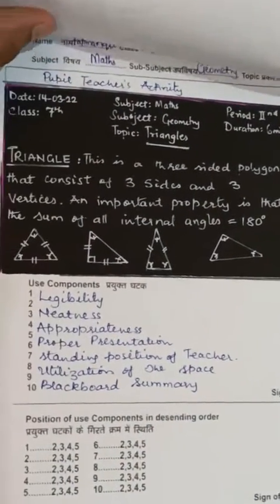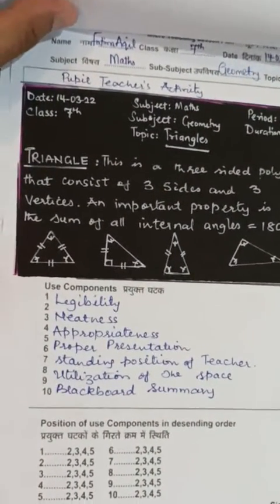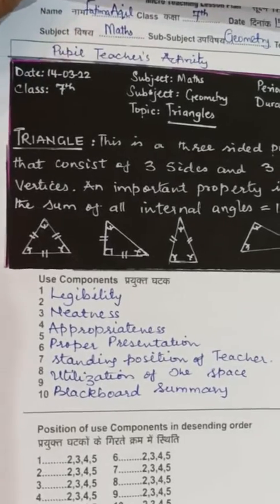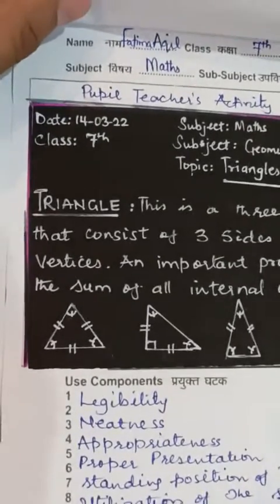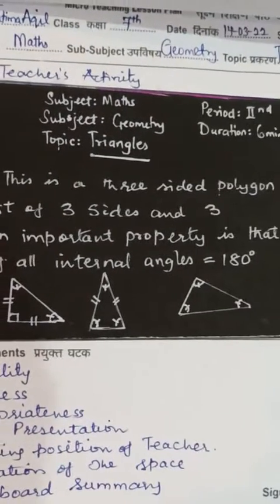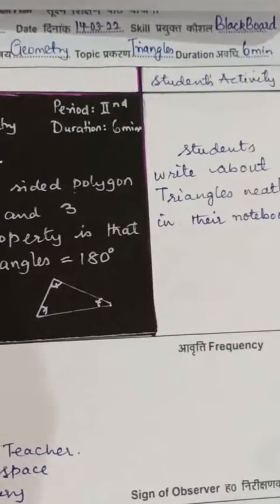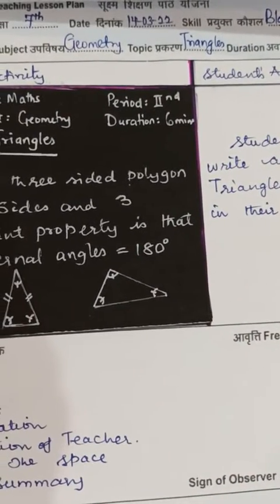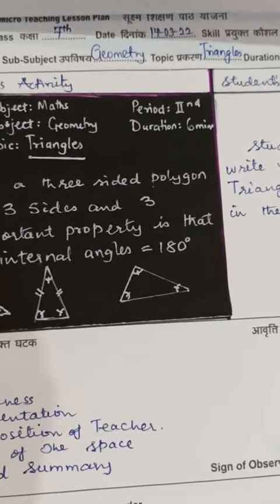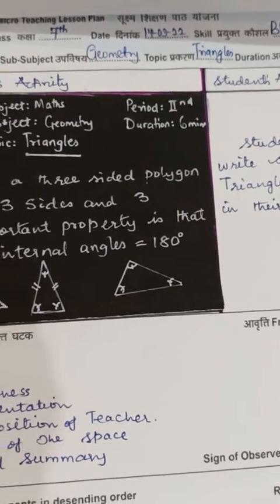Now the third part we have is the blackboard skill. In this way we have our blackboard here. Remember, the first important thing we have to do is always label our blackboard carefully. We have the date, the class, the subject, the sub-subject, which is geometry, and the topic, triangle. We have the period, whether it's the first, second or third, then the duration. This is a micro teaching skill, so the duration is only 6 minutes.